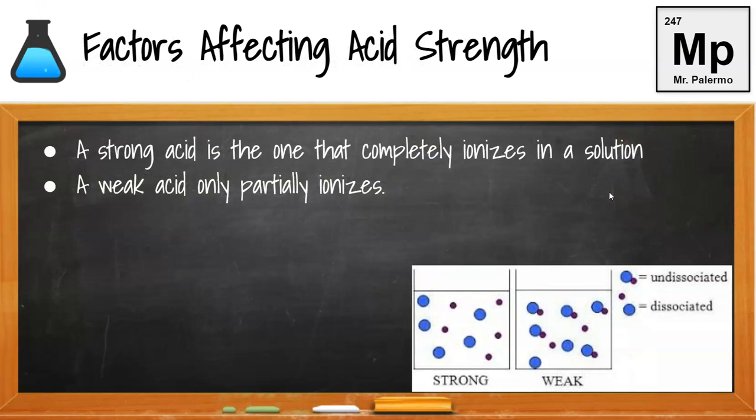So recapping, what are the factors that affect the strength of the acid? Well, a strong acid is the one that completely dissociates or ionizes in a solution, and a weak acid only partially ionizes or dissociates.